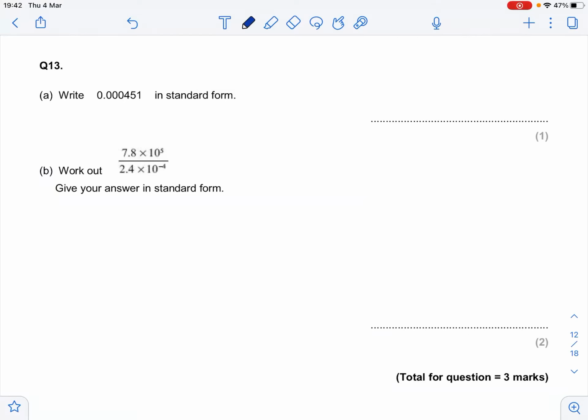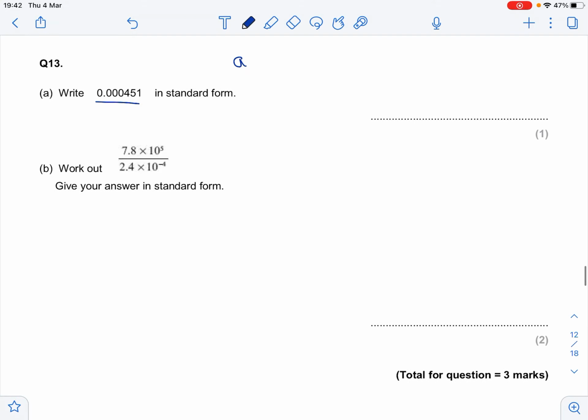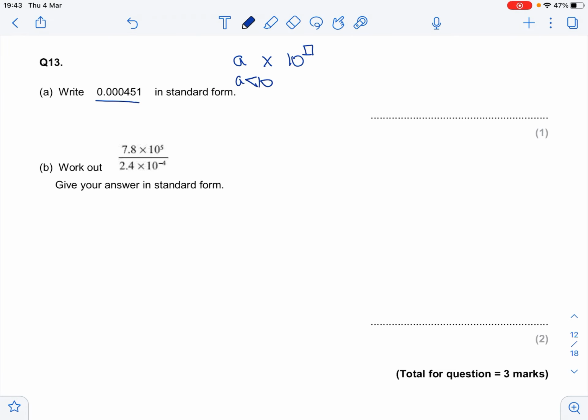Question 13a, we asked to write this number in standard form. So again, standard form means a multiplied by 10 to the power of something, and a must be less than 10 and greater than 0. So if you're looking at our significant numbers, so we have 4.51, then multiplied by 10 to the, so we count how many zeros in front of 4: 1, 2, 3, 4. So since it's decimal, it'll be minus 4.